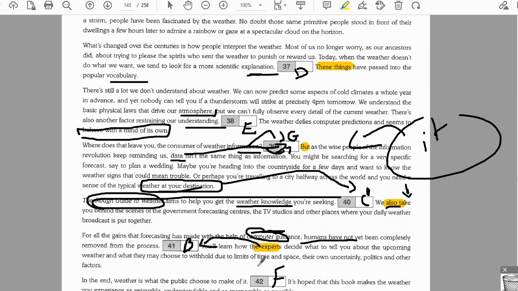And F is like the weather is what the public choose. Public can include many people, so that's why it's choose instead of chooses, to make of it. And then what you have in F is that the information is filtered through our own likes, dislikes, hopes, and fears. Okay, so what we choose to make of it, we get the information and then we process it, and then we understand it in different ways. So what we make of it.